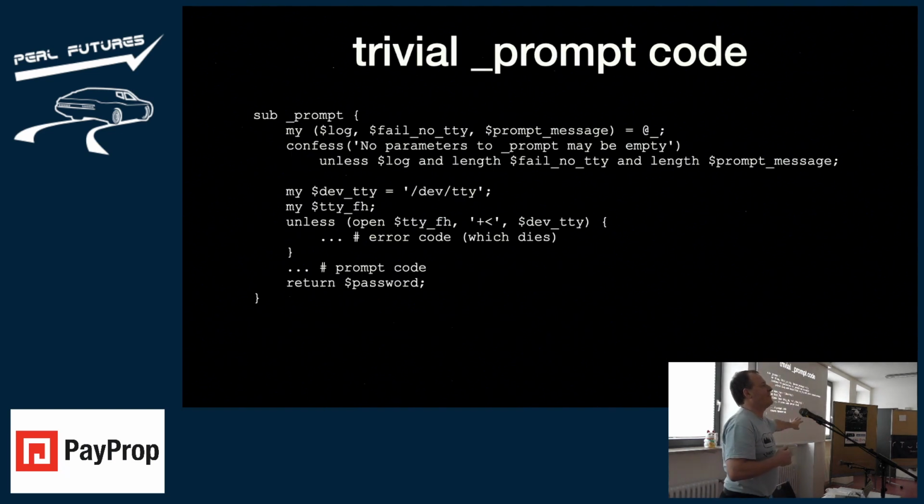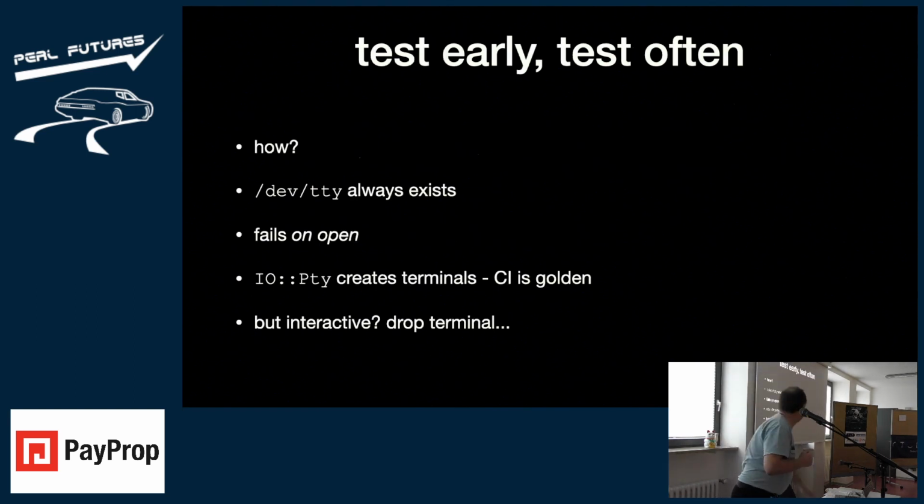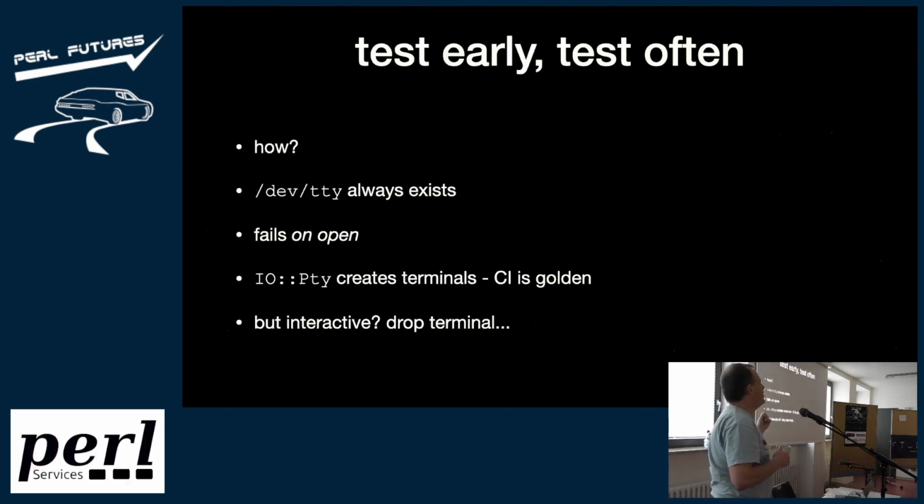So we've got 30 minutes left for questions, but the real thing is, how do I test this? You see, the thing on Unix is that the file /dev/tty always exists. It's part of the file system, not part of your process space. If you're interactive, it opens just fine. If you're a cron job, a CI job, a production system, it fails when you try to open it. So I want to test that production system where open fails.